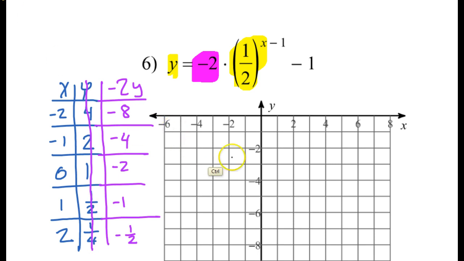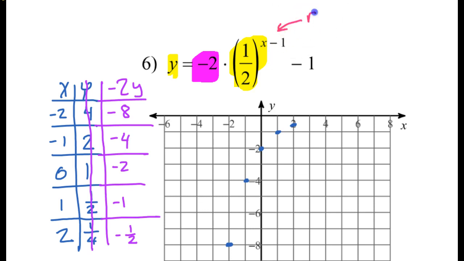Let's go ahead and plot these points, but we will not connect these dots because they are not the final answer. -2, -8 will be right here. -1, -4 is here. 0, -2 is right here. 1, -1, and 2, -1/2 is right here. We are not connecting these, and these are not the final answer, because we have not done our horizontal and vertical translation yet.